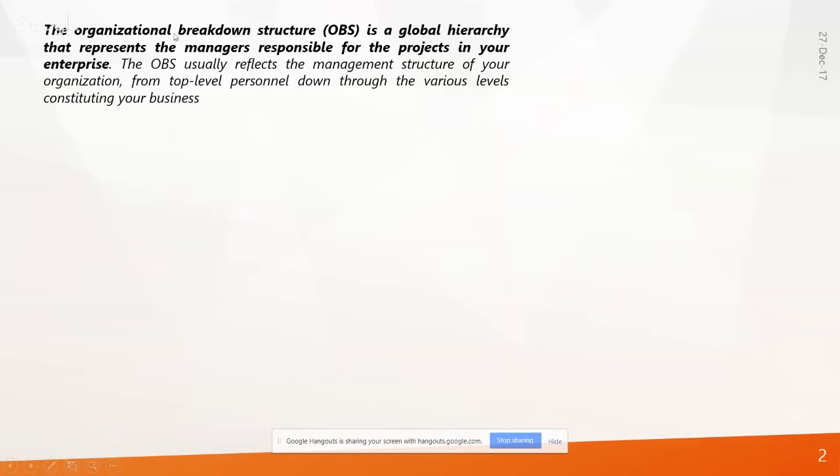Okay. So the definition of OBS is organization breakdown structure, a global hierarchy that represents the managers responsible for the projects in your enterprise. The OBS usually reflects the management structure of your organization from top level personnel down through the various levels constituting your business.